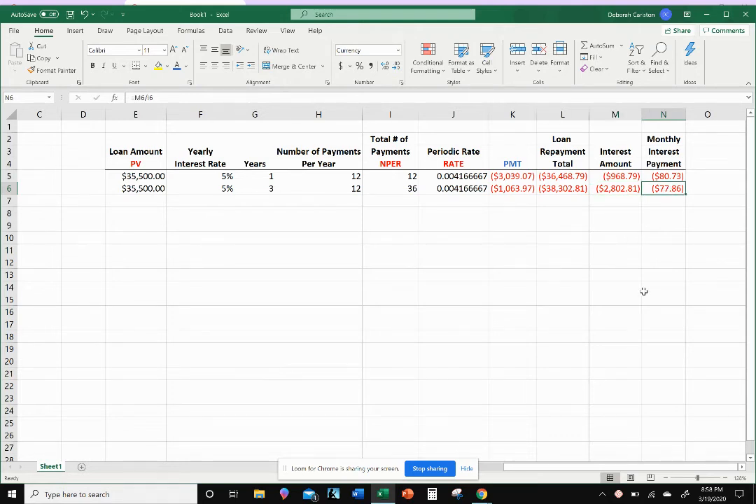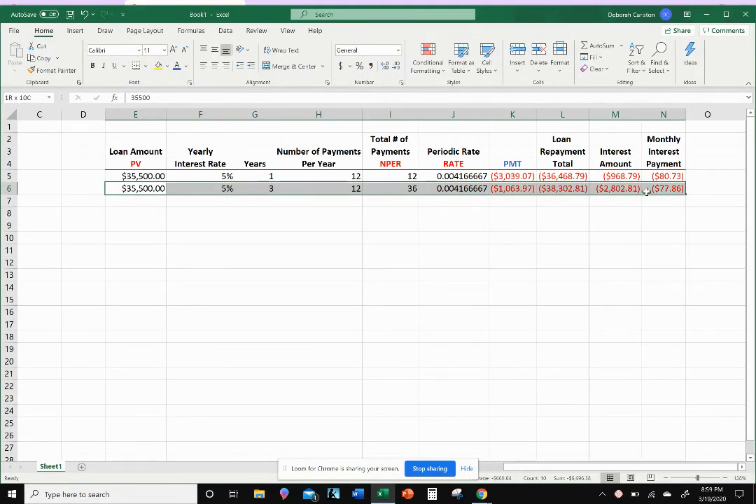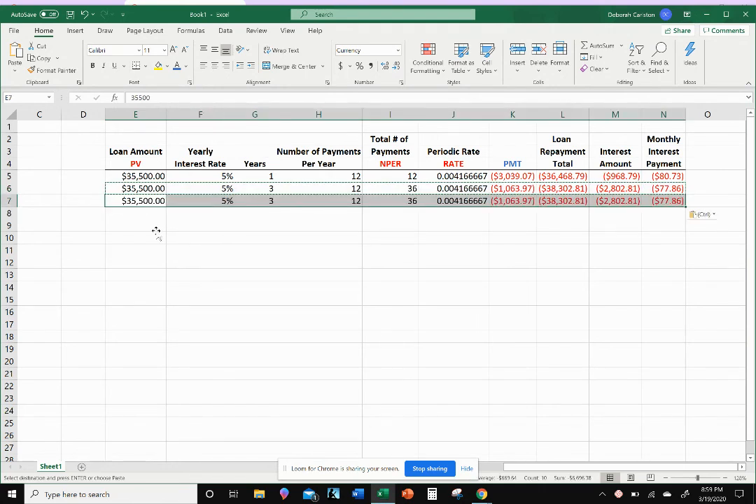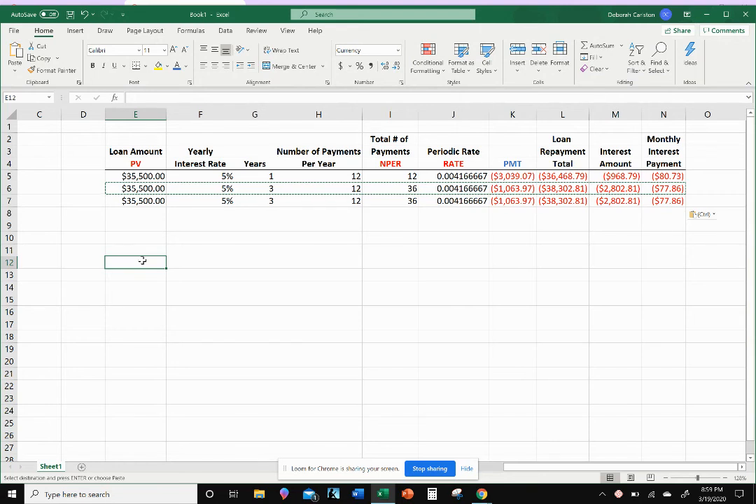And so my monthly interest payment is close to the same, but total I'm paying more interest, but my monthly payment is lower. So those are things to consider when you're looking at a loan for your lemonade business, and especially when you're looking at a personal loan. So for example, let's copy this information again. Control C, Control V.